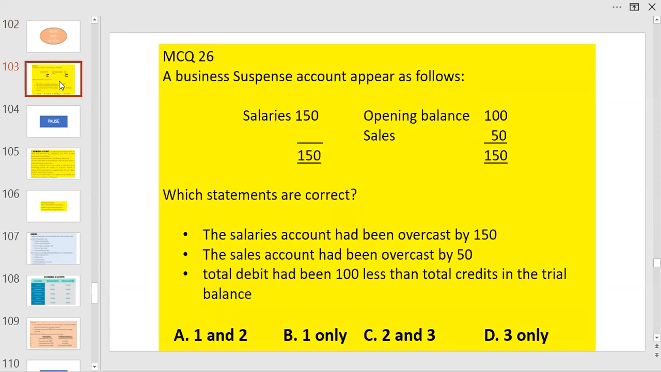A business suspense account appears as follows. They are given the details: salaries on the debit side, opening balance credit, sales credit, and in balances. It means the suspense account has been created. It is clear. And then a few statements are given. Which statements are correct? 1, the salaries account had been overcast by 150. 2, the sales account had been overcast by 50. 3, the debit had been 100 less than the total credits in the trial balance. So you'll have to choose.